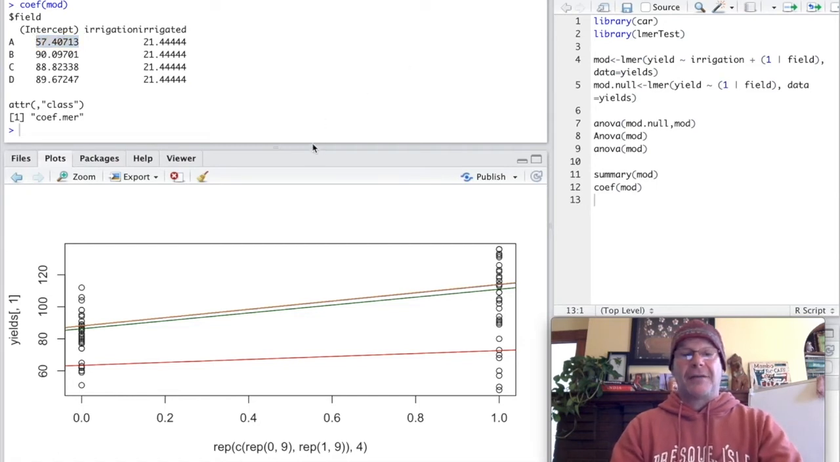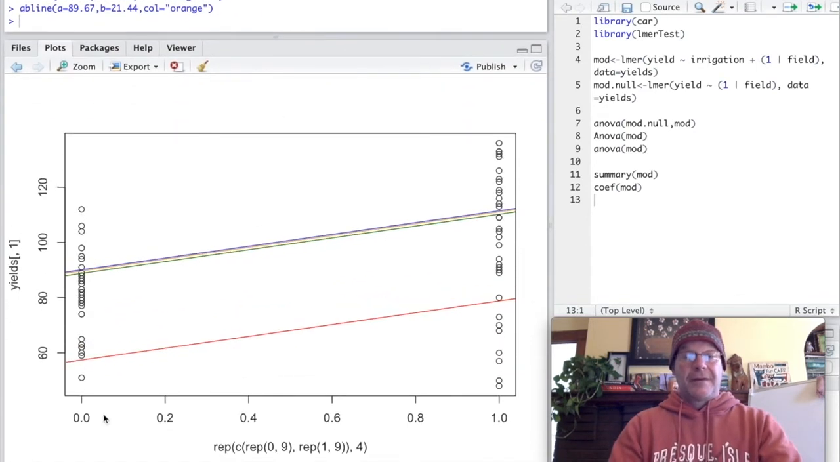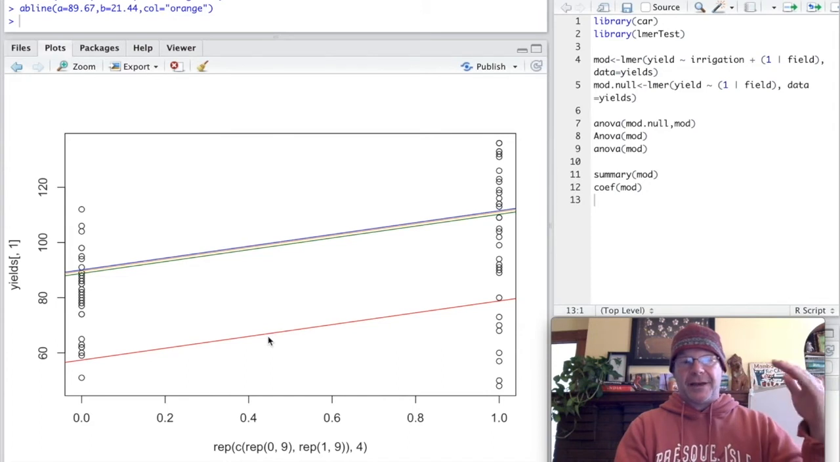And so now, as a picture to see what we're doing, it looks something like this. Here again is our dummy coding for being not irrigated or irrigated. And then each of these lines indicates the effect of each different field. This is the first field here, the red one. That would be field A, which overall just had lower yields, and so we've removed that.